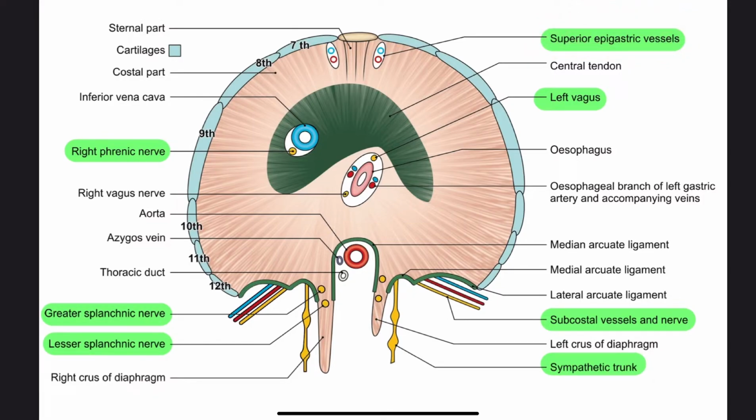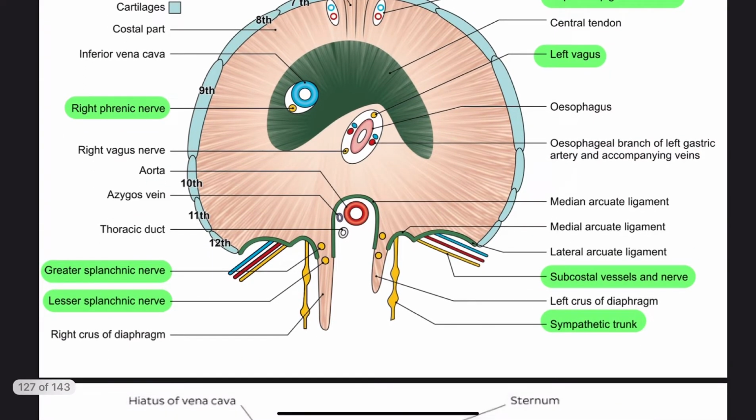Right here, if we talk about the vena cava opening, here's the inferior vena cava. Along with that lies the right phrenic nerve. In the esophageal opening, you have the esophagus, the right and the left vagus nerve. This is the left vagus, and this is the right vagus nerve here, along with the esophageal branch of the left gastric artery and the accompanying veins. Here you can see the artery and the vein.